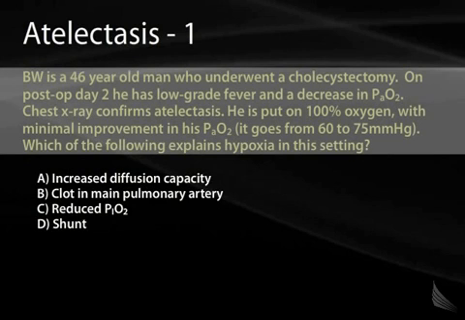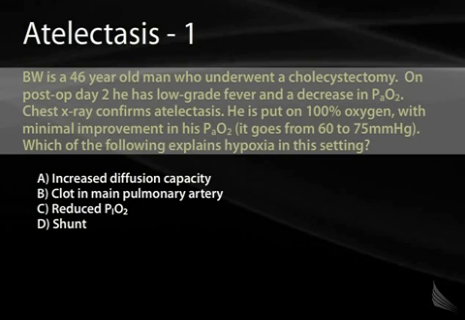BW is a 46-year-old man that underwent a cholecystectomy, had his gallbladder taken out. On post-op day 2, he gets a low-grade fever and decrease in his arterial oxygen content. A chest x-ray confirms atelectasis. He's put on 100% oxygen, but only has minimal improvement in his PaO2. It goes from 60 to 75.